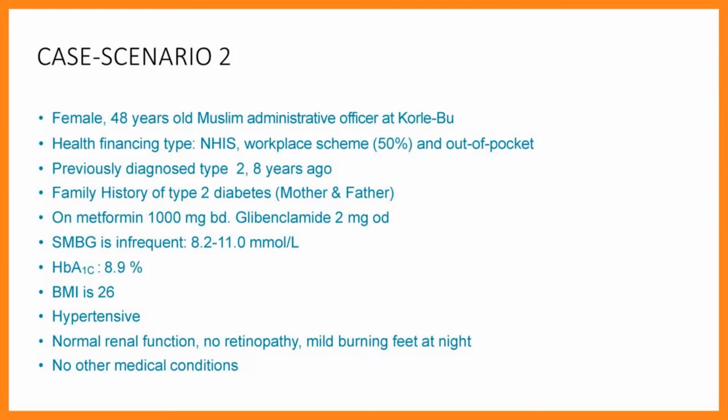So case 2 is also a Muslim administrative officer at the hospital working in Kolebu, 48 years, also finances healthcare through NHIS. But workplace, there's a 50% scheme where if you spend out of pocket on healthcare bills, they would refund 50% to you. And diagnosed 8 years with type 2, mother has and father has diabetes. She is on metformin 2 grams a day with glucosamine 2 milligrams. Again, SMBG infrequent. Fasting is between 8.2 and 11. A1C is also 8.9. BMI 26, overweight. This time around, she is hypertensive, and renal function and retinopathy are okay, but she has mild benefits. So that suggests some neuropathy and no other medications.